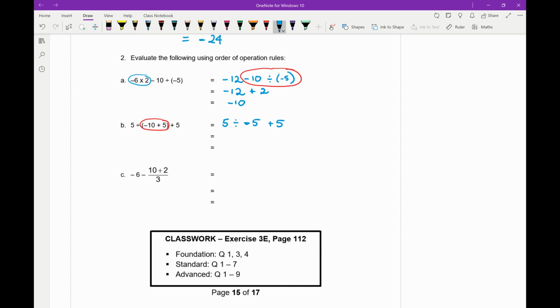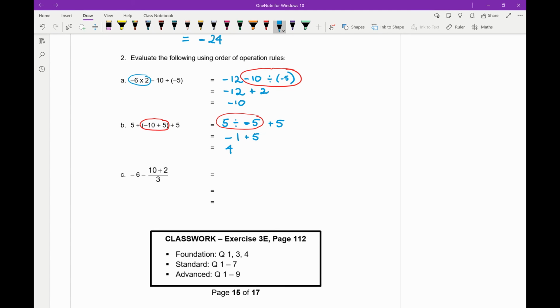Then we want to go to the multiplication and division. So we do have a division here. 5 divided by -5. So a positive and a negative means that my answer is going to be a negative. 5 divided by 5 is 1. And I still have the plus 5 here. So now on to the addition. I'm starting at -1. Jump up that number line 5 places. And we land at 4.